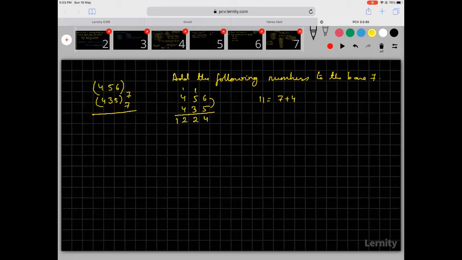So when I add 456 and 435, these are numbers to the base 7, I get 1224. Do you understand? Can you spend a few minutes on this?